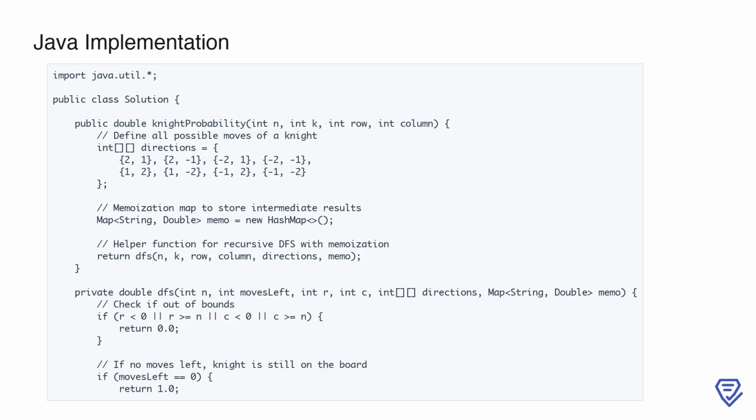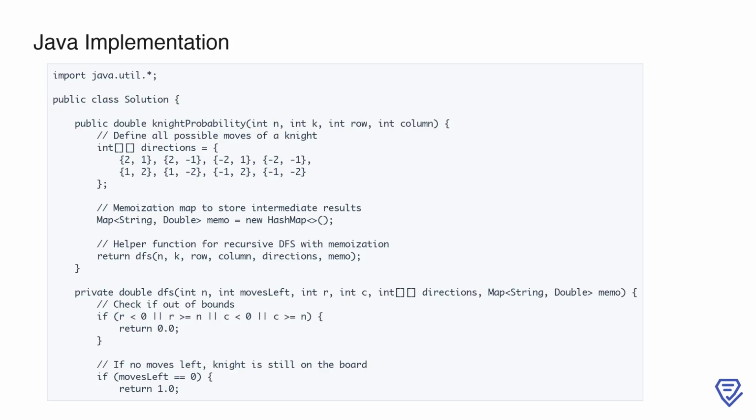Next, we introduce a memoization map, which is a hash map that helps store and reuse previously computed results. This is crucial for optimizing the recursive solution and avoiding redundant calculations. The main function then calls a helper method, DFS, which performs a depth-first search to recursively calculate the probability of the knight remaining on the board. The parameters passed to DFS include the board size, the number of moves left, the current position of the knight, the directions array, and the memoization map.